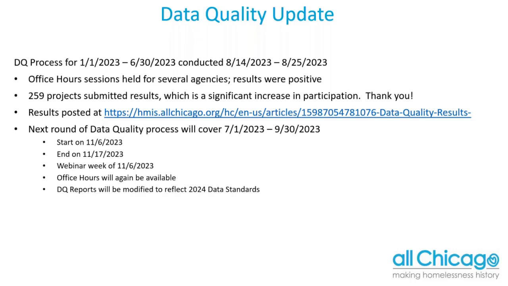The next round of data quality will cover the third calendar quarter of 2023, so July 1st to September 30th. We're scheduling to start that on the 6th of November and complete it on the 17th. We'll do a webinar again the week of November 6th. We'll again do office hours, encourage people to take advantage of those.